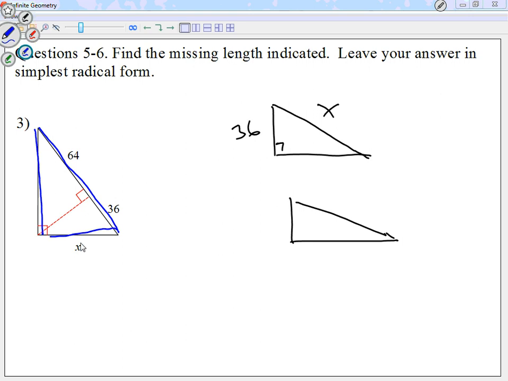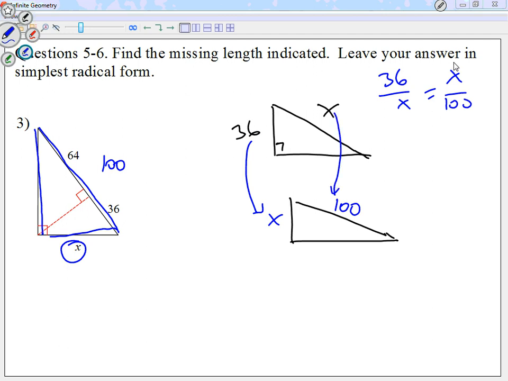I notice that the small side is X and the hypotenuse is 100 because I'm looking at the whole thing, right? 64 plus 36, the whole thing is 100. So the hypotenuse is 100 and the small side is X. Now that I have the two triangles that I needed, from the first triangle I'm going to make a fraction, 36 over X. And I notice that 36 becomes X and X becomes 100.